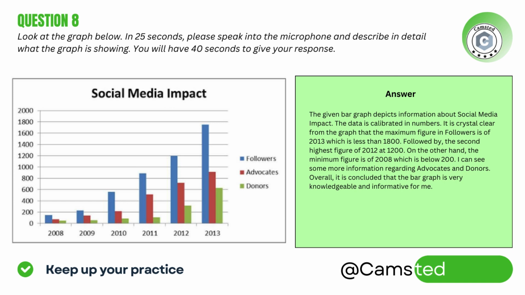On the other hand, the minimum figure is of 2008, which is below 200. I can see some more information regarding advocates and donors. Overall, it is concluded that the bar graph is very knowledgeable and informative for me.